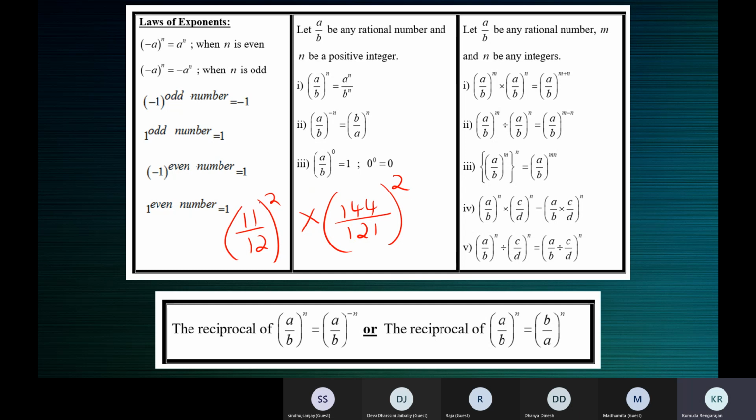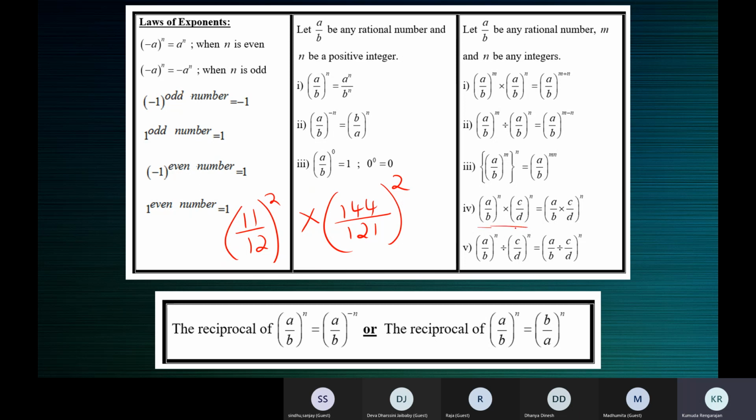Otherwise what you have to do is multiply 11 by 12 with itself, 11 into 11, 12 into 12, then 144 into 144, 121 into 121, because it's raised to the power 2. It's actually 11 by 12 multiplied with itself 2 times, and 144 by 121 multiplied with itself 2 times. It will take some time to calculate the value. There's a lot of multiplication involved here.